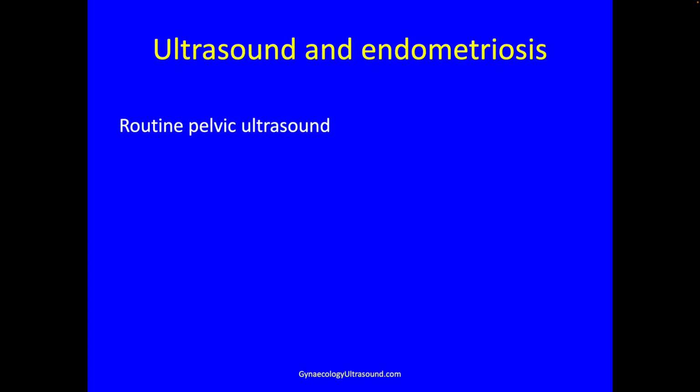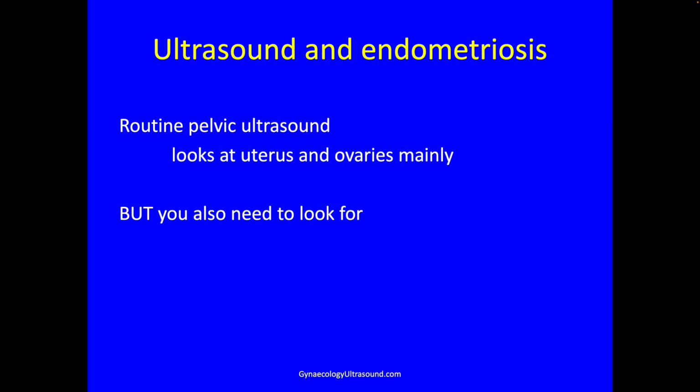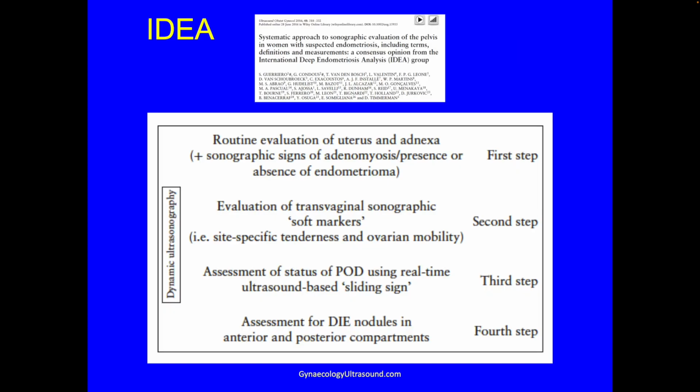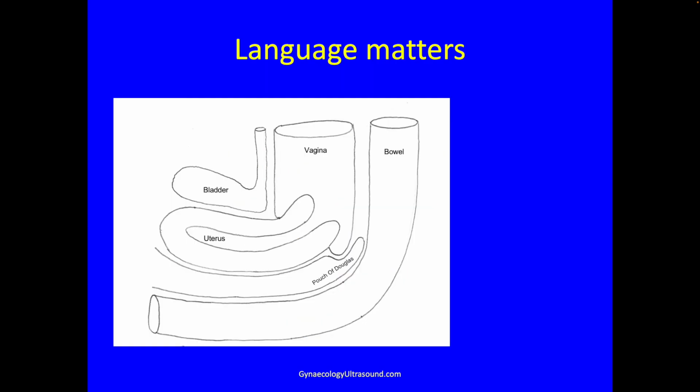So ultrasound and endometriosis. Normally we do a routine pelvic ultrasound that looks at the uterus and ovaries mainly, but we also need to look for deep endometriosis, mobility and site-specific tenderness. The IDEA group gave us a language to use and also a system with 4 steps that could be performed in any order, and I'll show you the order I do it in.